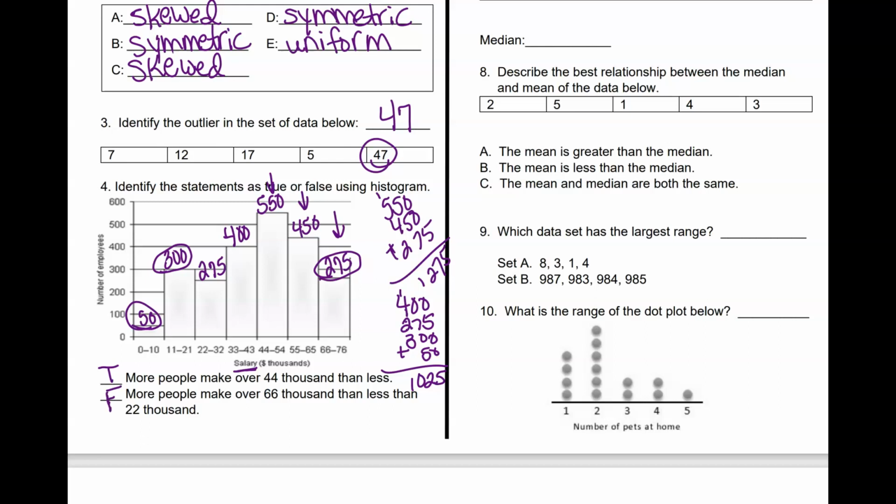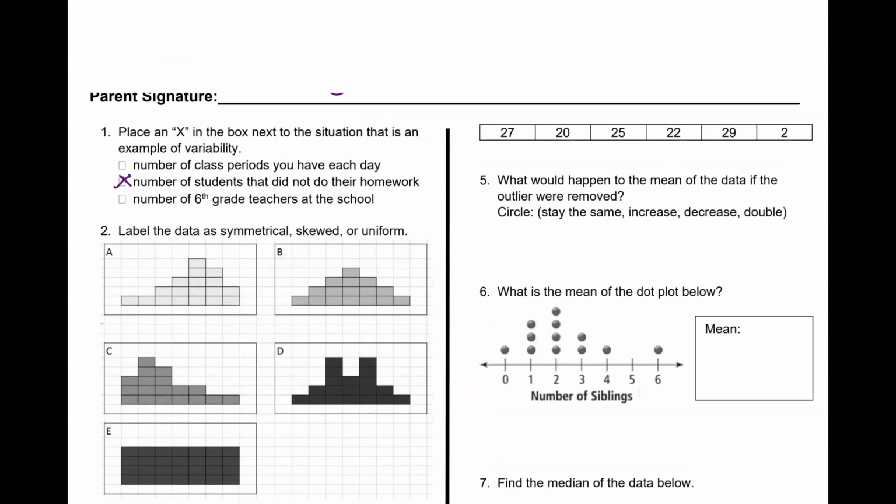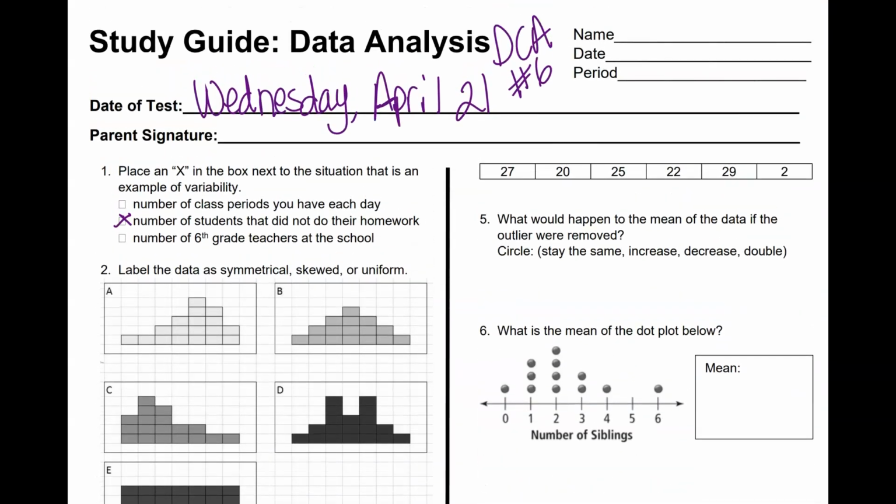All right, let's go on to number 5. That is over here on the right-hand side. Number 5, what would happen to the mean of the data if the outlier were removed?